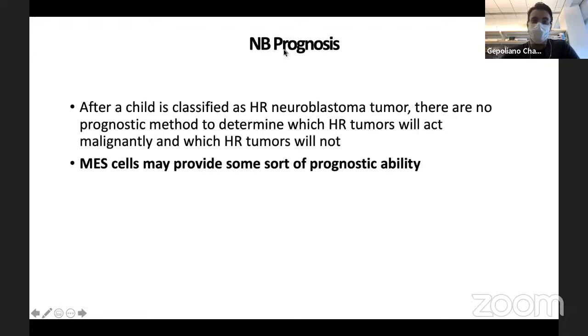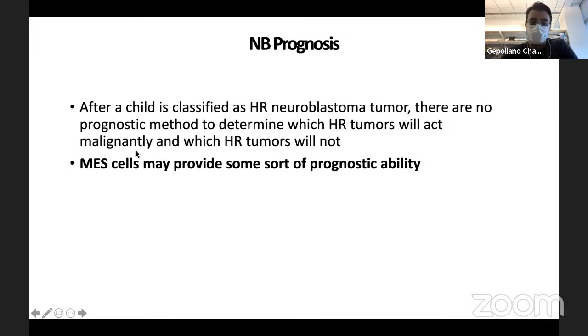So in neuroblastoma, after a child is classified as having a high-risk tumor, you cannot predict how that tumor is going to act, whether it's going to progress malignantly or whether it will not. But one thing that gives us some hope is the fact that the mesenchymal cells may provide some sort of prognostic ability, because as I said, these are the cells that survive chemotherapy.